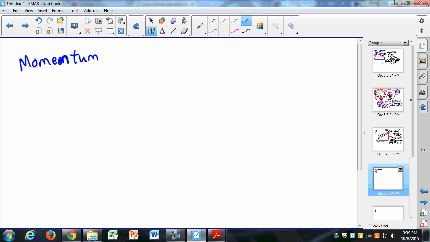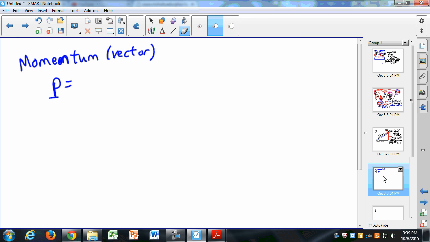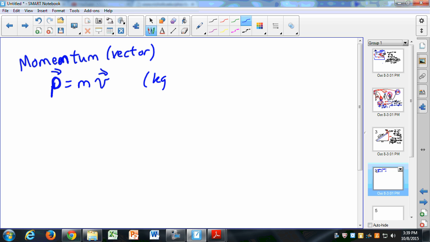Momentum actually is a vector quantity. In momentum, we're going to use the letter p. Is that right? We use capital P? No, we use lowercase p, I'm sorry. We use lowercase p, which is equal to the mass times the velocity. So these are vector quantities, mass times the velocity. It has a unit of kilogram meters per second. No fancy units, just kilogram meters per second.